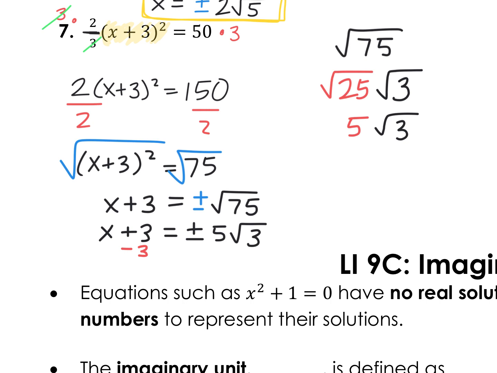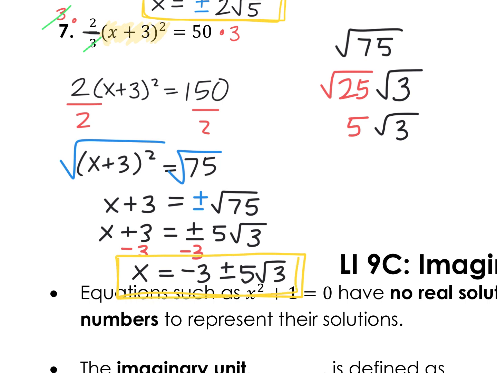So minus 3, but you cannot subtract it from the 5. Okay, I know that's probably your instinct. No, you can't because the 5 is connected to the root 3, so they're not like terms. So negative 3 actually goes out in front, like this. Negative 3 plus or minus 5 root 3. It's strange, but yes, you're going to leave your answer like that. So there's two answers, negative 3 plus 5 root 3 and negative 3 minus 5 root 3.